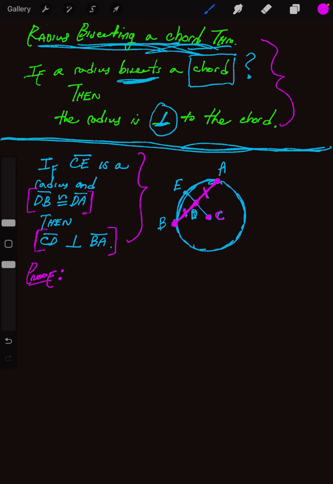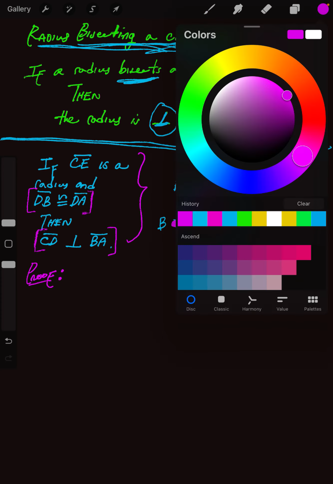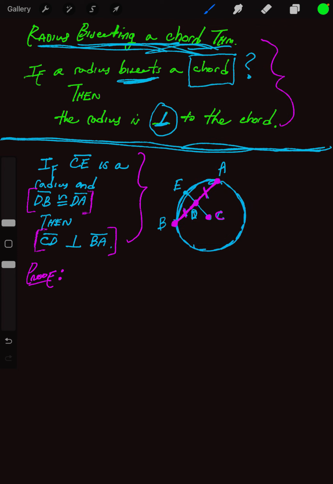So what do I know? I know what's given, so let's write down what's given. So let's do our statements and then reasons. One, let's write down what's given. What's given is that CE is a radius. Okay, we don't really need to write that, but I will write down what's given here. And I know this because it's given, but it's really given to me as the definition of bisects from the original. But it's okay, we'll just write it down as our given, like that. And I have that this segment, BD or DB, is congruent to this segment, DA or AD, whatever you want to call them. Okay, those two segments are congruent.